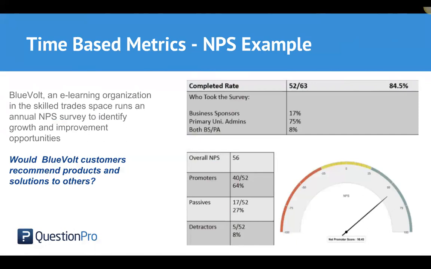And so based off of that, we saw that, out of those that we targeted, 52 of 63 people responded. And from there, the overall NPS was quite high. It's at 56%. We have 40 out of 52 people were promoters, 17 out of 52 were passives, and 5 were detractors. And, overall, I would say, in the business of e-learning and in software, that's a very, very high score. And it's pretty good.